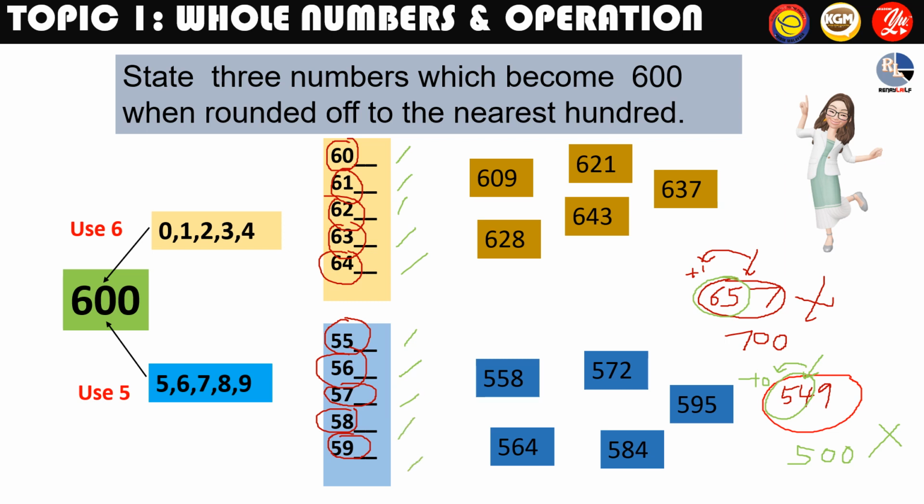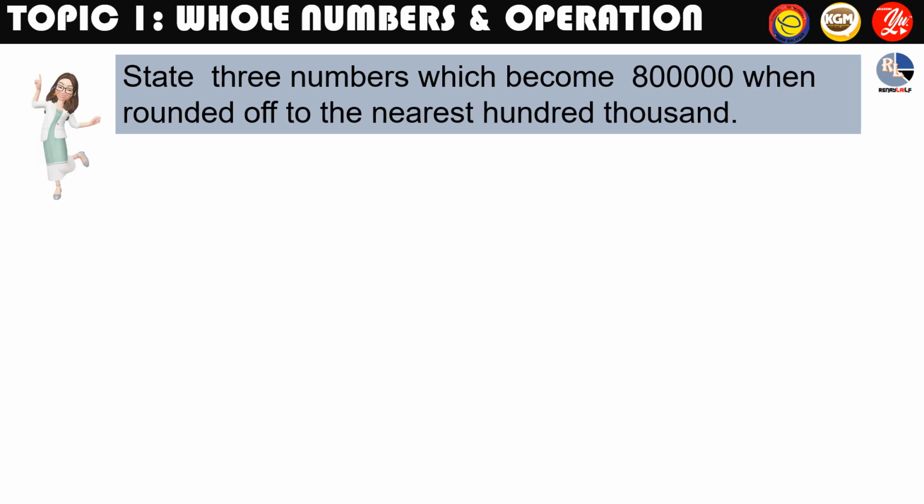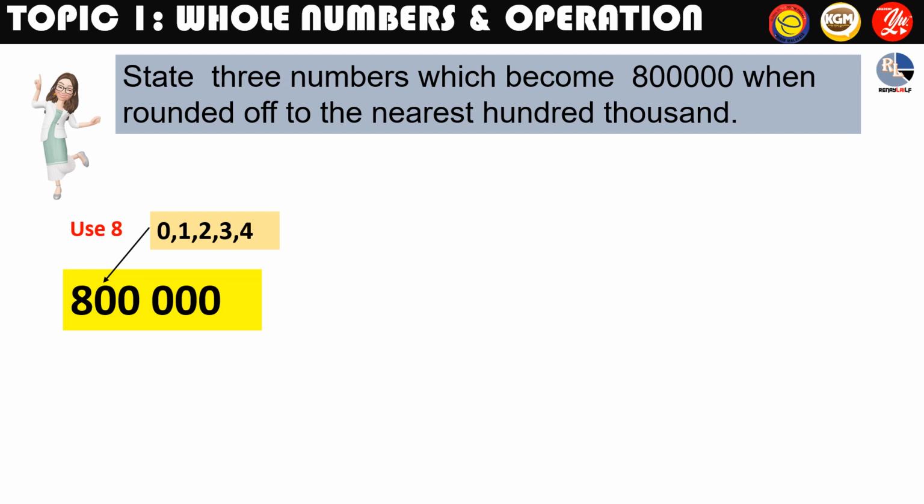Okay, let's look at one more question on this. Alright, now let's look at a bigger number. State 3 numbers which become 800,000 when rounded off to the nearest 100,000. Alright, so this is a big number, but don't worry, boys and girls, because the concept is the same. We are going to look at the second number. If we use the second number as 0, 1, 2, 3, 4, we have to use 8 for the first number. So the number should start with 80, 81, 82, 83, or 84.